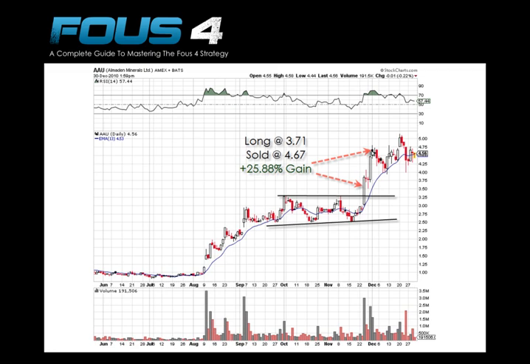If there's no strength, I sell on a breakdown of the 13 EMA. That's basically my strategy, and that's exactly what I did here. I bought into the breakout, held it for about a week, and sold it for a 25.88% gain.